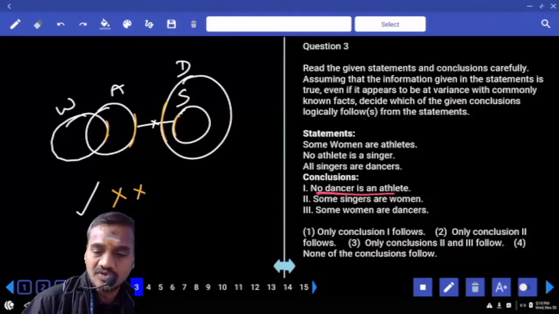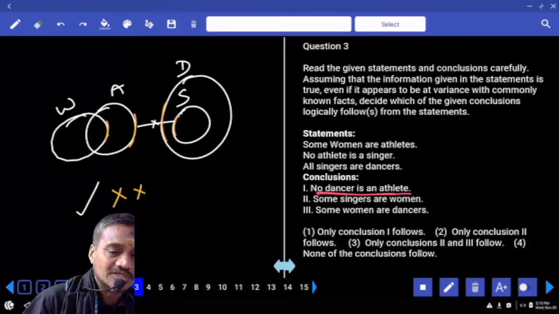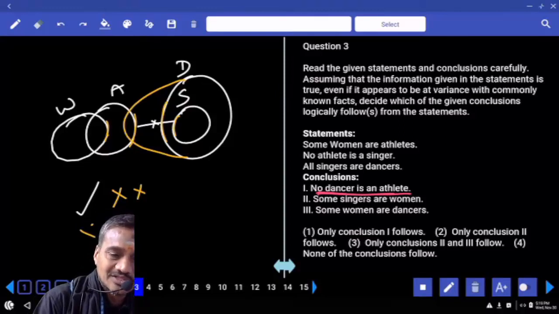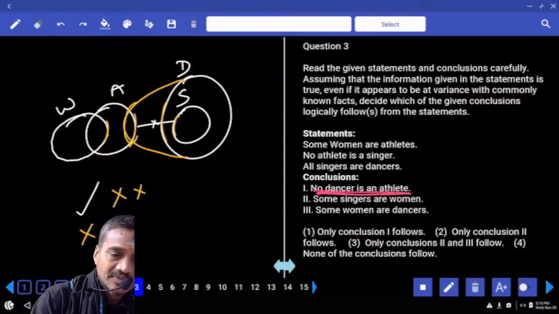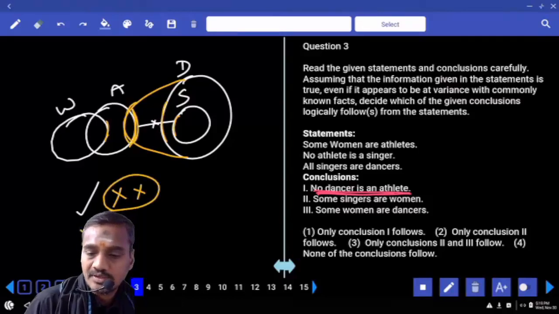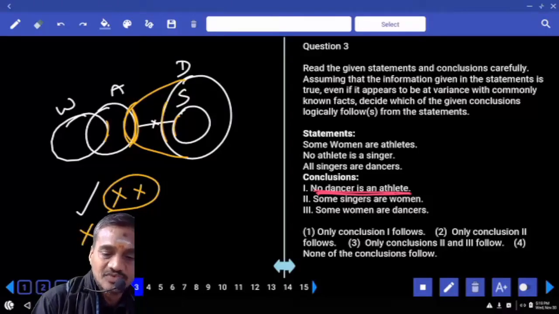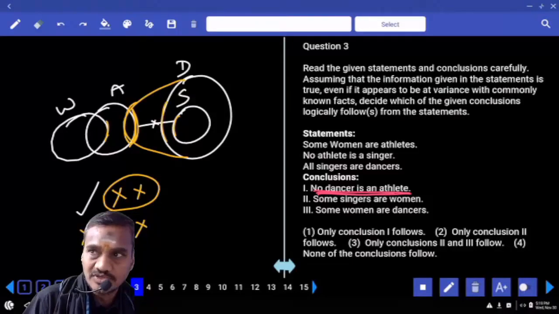To make this one false, I need to draw some dancers are athletes. By doing so, some dancers are athletes is true. No dancer is an athlete is false. At the same time, in this diagram, these two conclusions are true. Now, some singers are women, that is also false. And some women are dancers, it is also false. So what is your answer finally? None of the given conclusions is true. Choice 4, question number 3.